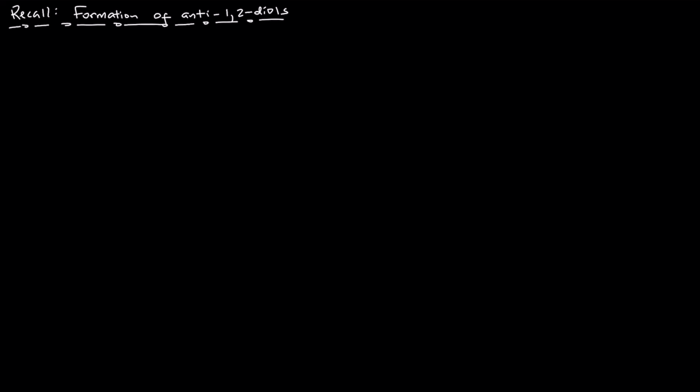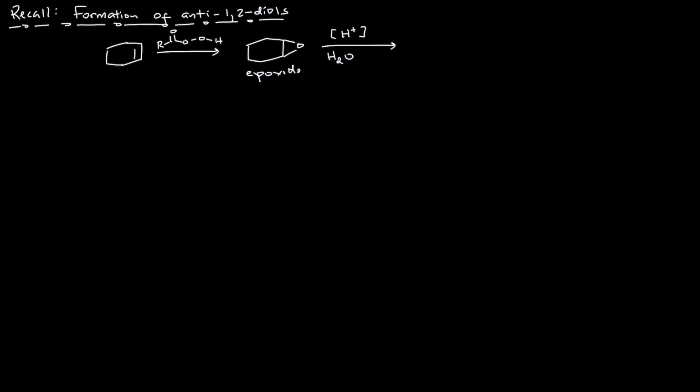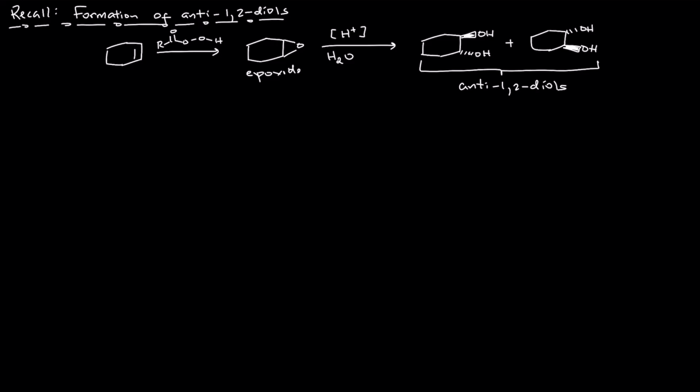So recall from previous videos that you can actually form these anti-1,2 diols. If you take an alkene, react that with a peroxy acid, you can form an epoxide, which you can then open with water under acidic conditions to form these anti-1,2 diols. Okay, so it's anti because they're trans to each other. There's a 1,2 relationship, and there are two OH groups, so we call them diols.